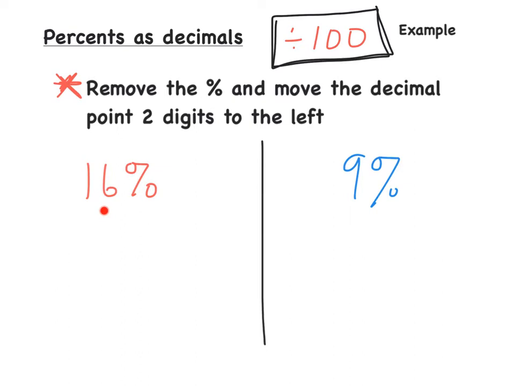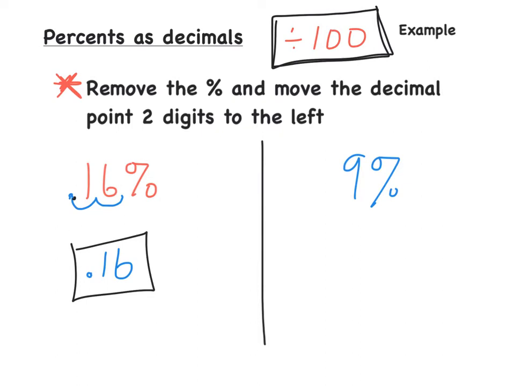We have 16%. The decimal point is after the 6, so it's 16 and the decimal point. All we have to do is start at the decimal point here and move it 2 digits to the left. So the decimal point will be right here. So 16% as a decimal is 0.16 or 16 hundredths. Now let's look at the next one.